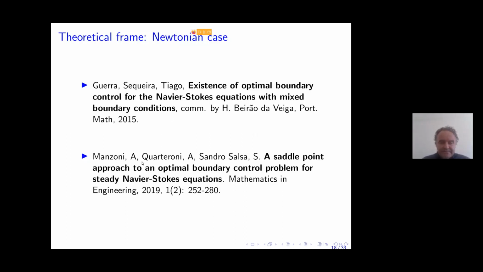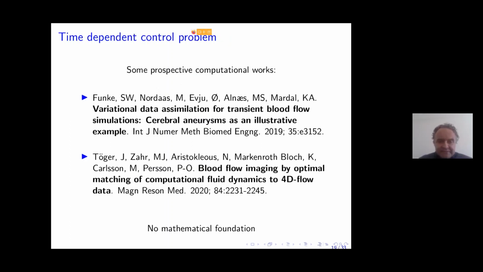And later on, this was extended with a more complete analysis by Andrea Manzoni and Quarteroni and Salsa. Actually, the time-dependent version, from a computational, more engineering perspective, has been tested, and it seems to work well. I have here some references from people doing this, but there is no mathematical foundation for it.